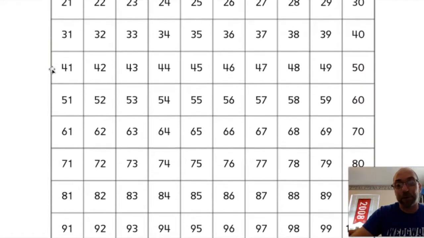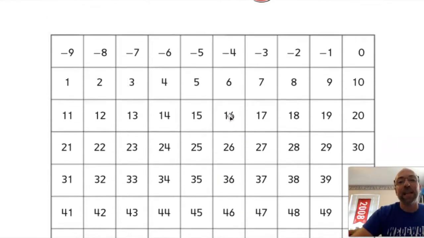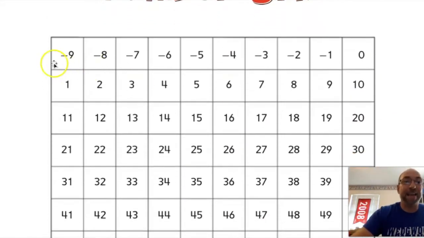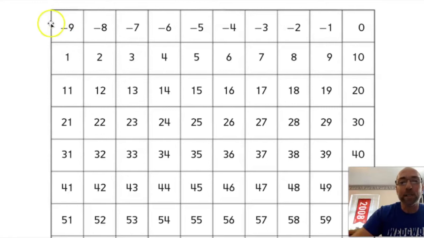And this number grid goes all the way up to the number 110. And it starts at -9. This is a special number grid. My number grid also has rows. And every row represents a group of 10 numbers.